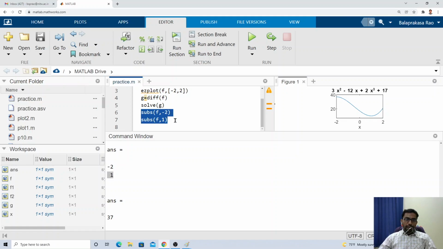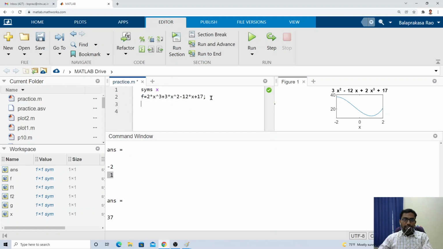Okay, so this way you can check the maximum and minimum value of a function. Now let us quickly discuss how to solve differential equations. Earlier we have seen how to solve algebraic equations, linear equations, and quadratic equations using the solve function. Now MATLAB has one more function called dsolve. This dsolve will solve differential equations, but there is a syntax for giving the differential equation as input.